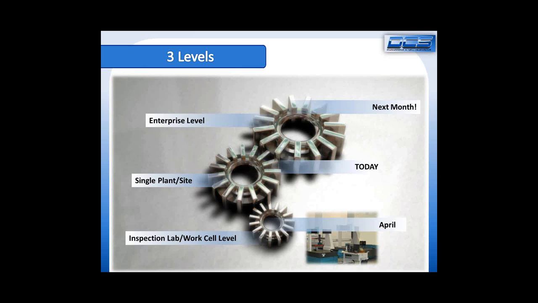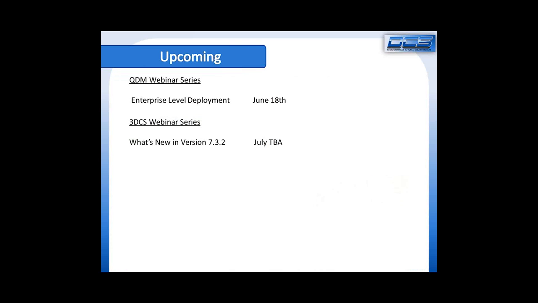Our next webinar will be at the enterprise level, which will be coming up next month, and we'll talk about connecting different plant sites as well as other office sites together using dashboards and using plant solution setups in order to create a global enterprise solution. So stay tuned. That should be coming up about June 18th. Our June newsletter will tell you if there's any changes to that date. But right now we're looking at June 18th at 11 a.m.